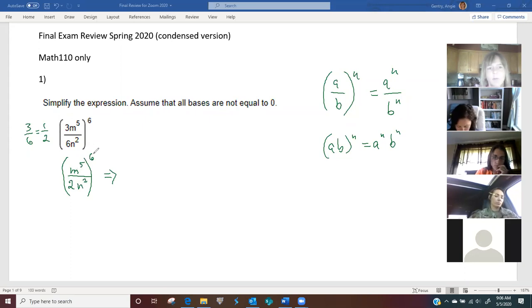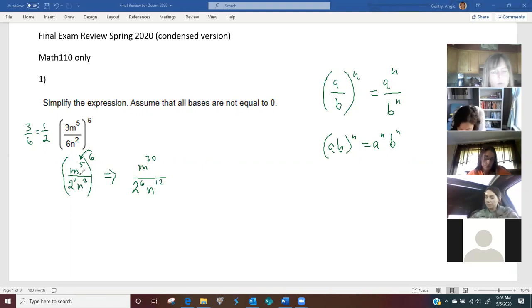So m to the 5th to the 6th. This is why I say it's Easter, and these bunnies want to multiply. Power to power, you multiply. So what's upstairs? M to the 30th, because that 6 wants to multiply with the 5. But these are busy bunnies, and that one wants to multiply with all of them. And this is a 2 to the 1st. So the 6 multiplies with that 1, and then the 6 also multiplies with that 2. So we have a 2 to the 6, n to the 2 times 6 is 12.